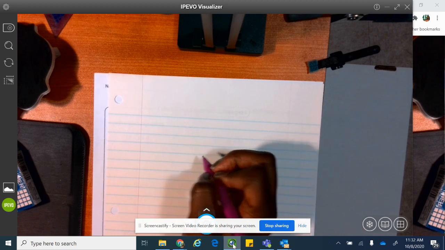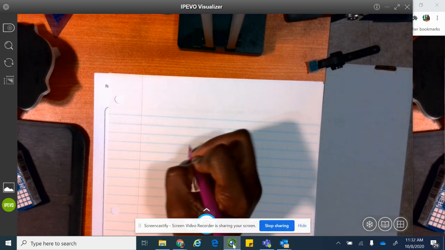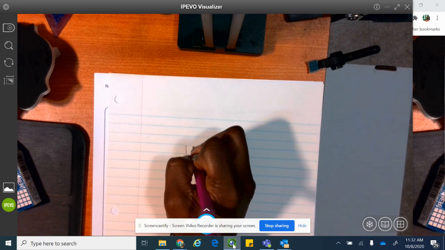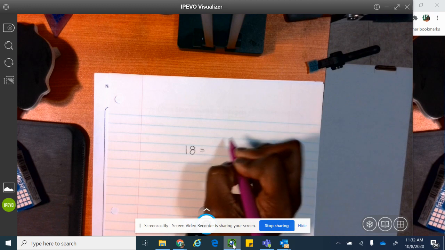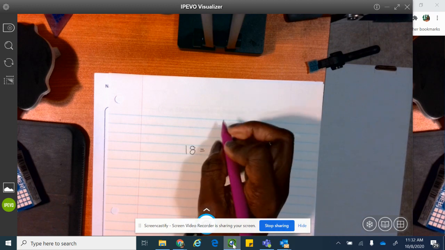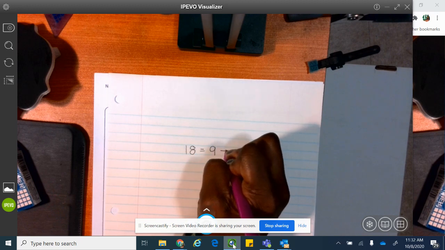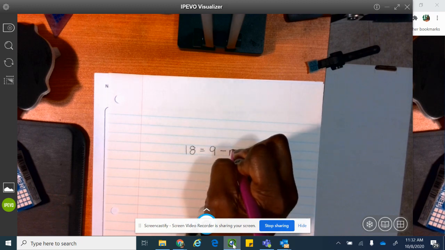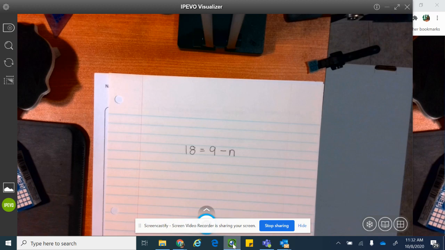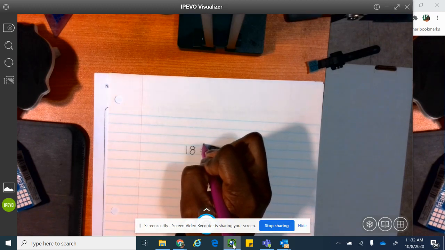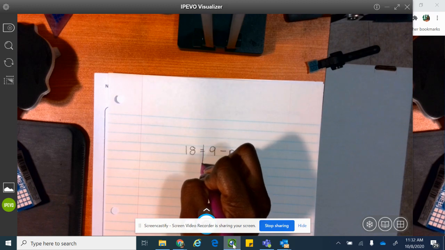Let's say I have 18 equals, let's say, 9 minus n. Okay, so we are solving for n. I am going to go ahead and draw my wall.